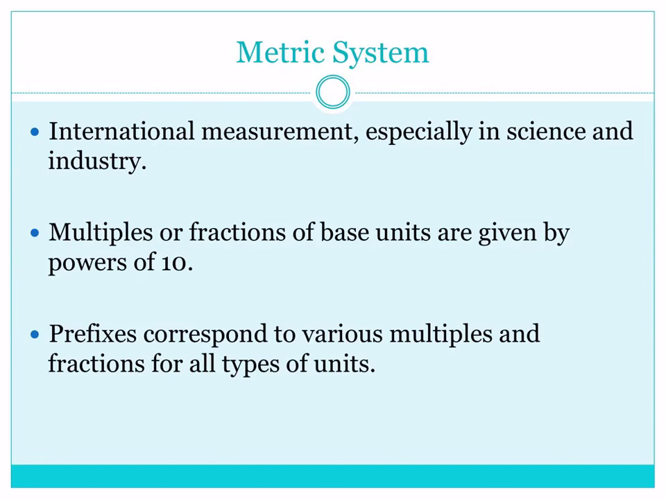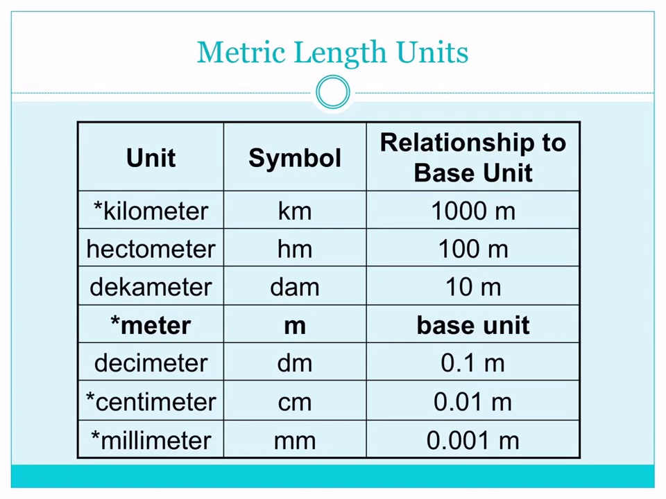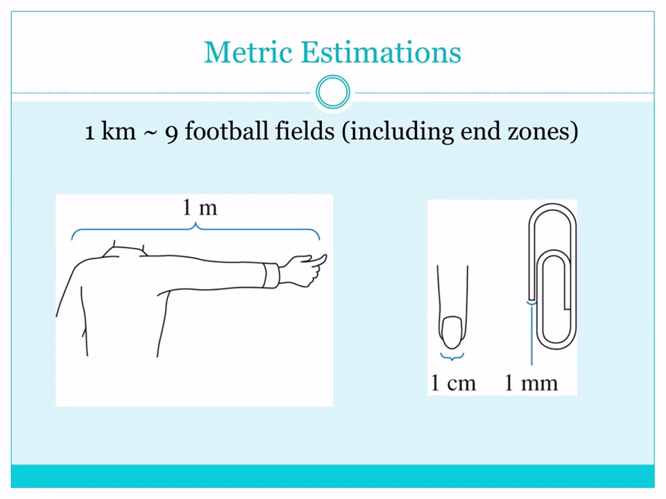We've already talked about many of these things. This was the same chart that you have on a handout that I gave you, right? So you've got the kilo, hecta, deca, and then deci, centi, and milli. Those are our prefixes. And the metric units that take meters into each one of the others look like this, for meters specifically, as opposed to any measurement, liters or grams. A couple of really good estimates to keep in mind are these. A kilometer is about 9 football fields, including end zones.